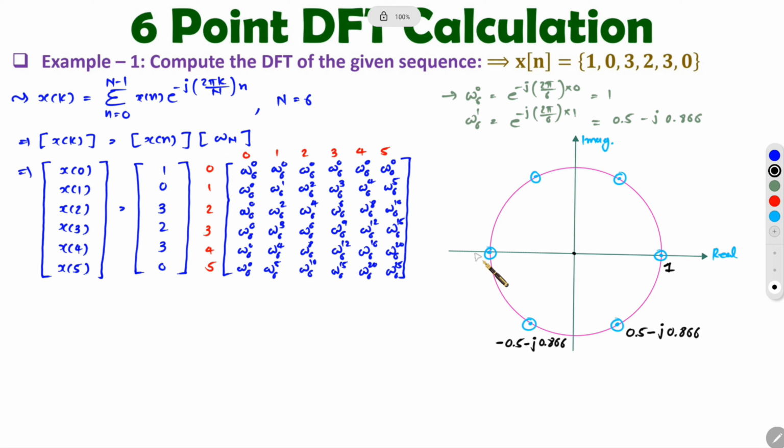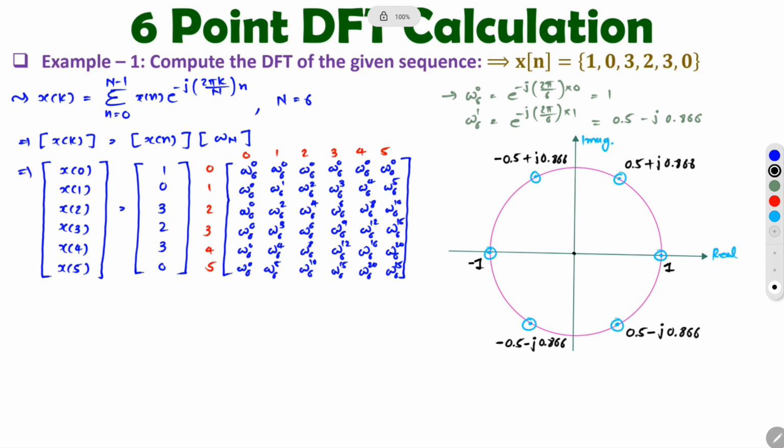This point is having only a real value, that is -1. This point is having a real value of minus 0.5 and a positive imaginary value, that is plus j 0.866, meaning root 3 by 2. Likewise, with this point, we have a real value of 0.5 and an imaginary value of plus j 0.866. That is how values are there with these points. Now, based on these points, we can understand the value of this weightage.